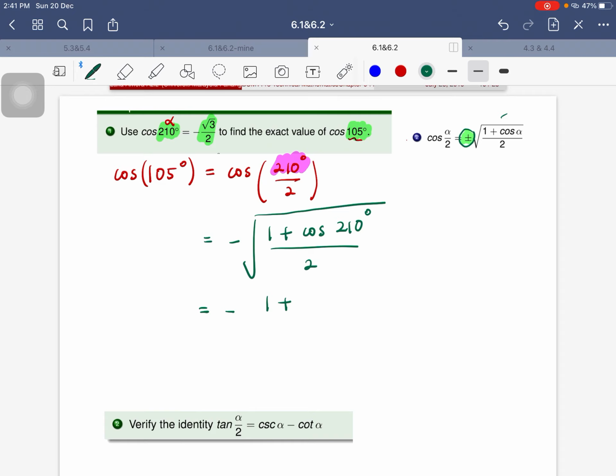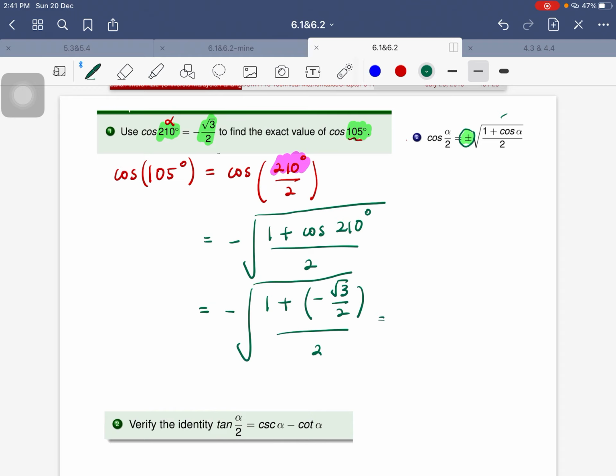And then I'm going to start substituting. So I'm going to have 1 plus cos 210, which according to what we have been given in the question is negative square root 3 over 2, all over 2, square rooted. Now I'm going to use my calculator and try to figure out if I can simplify this. I'm going to have 1 minus negative.